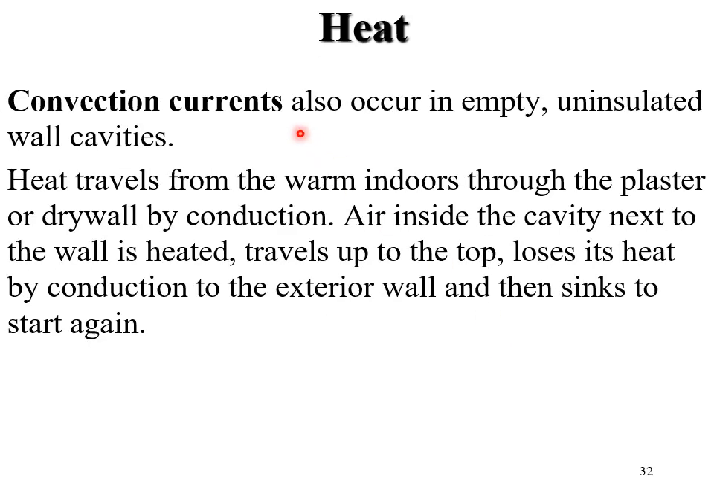Convection currents also occur in empty, uninsulated walls. This is also where insulation makes a big difference. It's not just through conduction that you lose energy in a wall or in a poorly insulated wall. Heat travels from the warm side through the plaster or drywall by conduction, and then as that air in the cavity next to the wall is heated, it travels up to the top, loses its energy by conduction to the exterior, and then sinks down, and then it starts again. So basically, also the greater the temperature difference, the more you will see this happening.